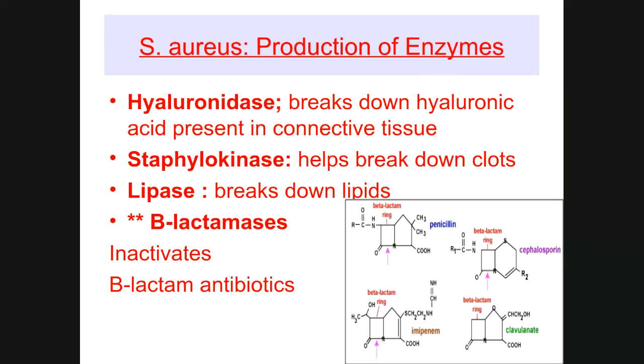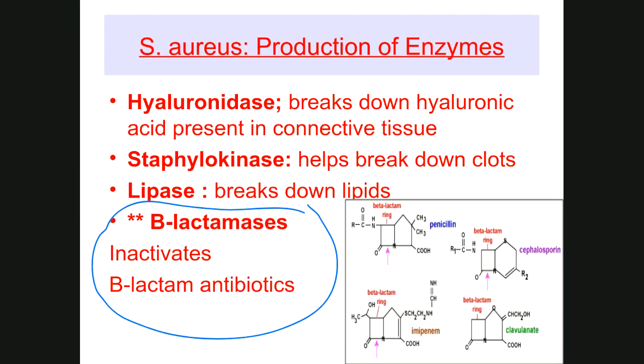Hyaluronidases break down hyaluronic acid, which is often present in connective tissue, allowing the organism to invade connective tissue. Staphylokinases are going to do the opposite of coagulases. They're going to break down clots. So the organism has a way of hiding inside clots and then escaping with staphylokinases. Lipases break down lipids. This is another enzyme like coagulase that is extremely important.